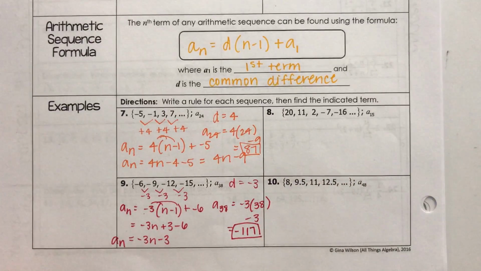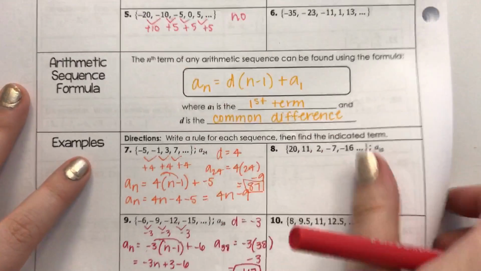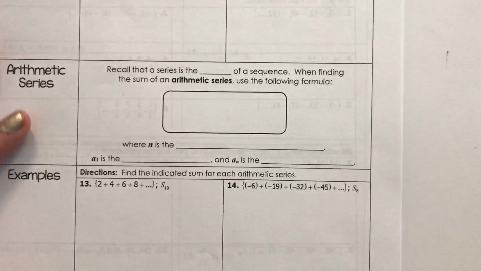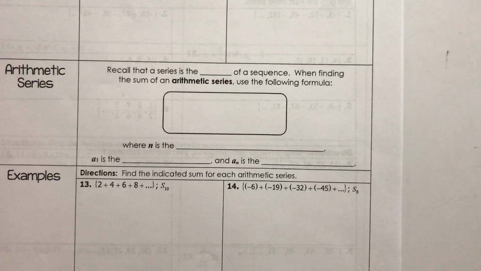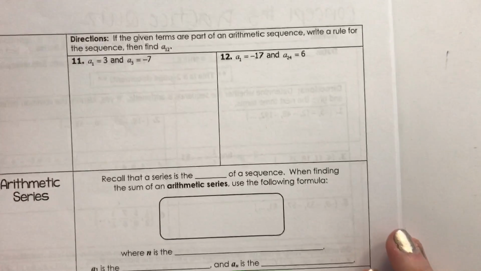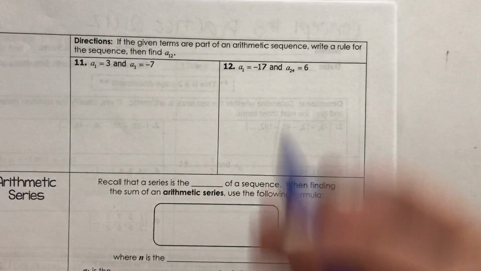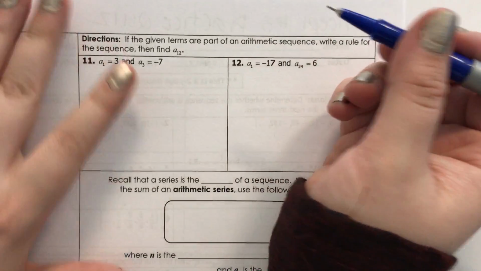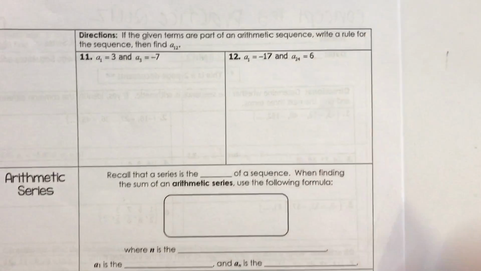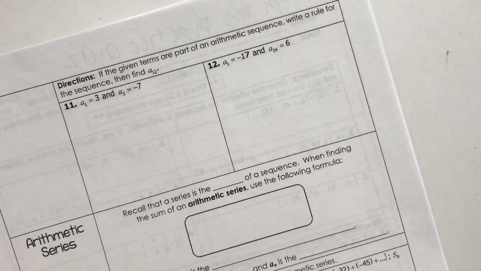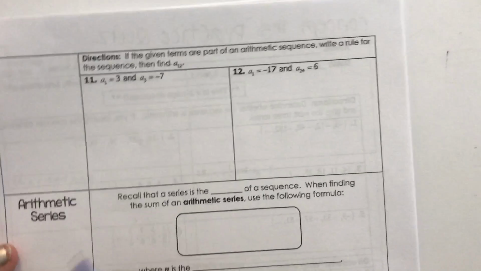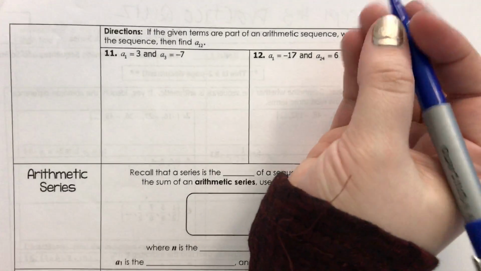Are there any other examples on that one? Yes, one more example on the other side. So number 11. And we'll use blue this time. It says, if the given terms are part of an arithmetic sequence, so we're assuming it's an arithmetic sequence, write a rule for the sequence, and then, turn my music down, sorry, find a sub 12. So find the 12th term.